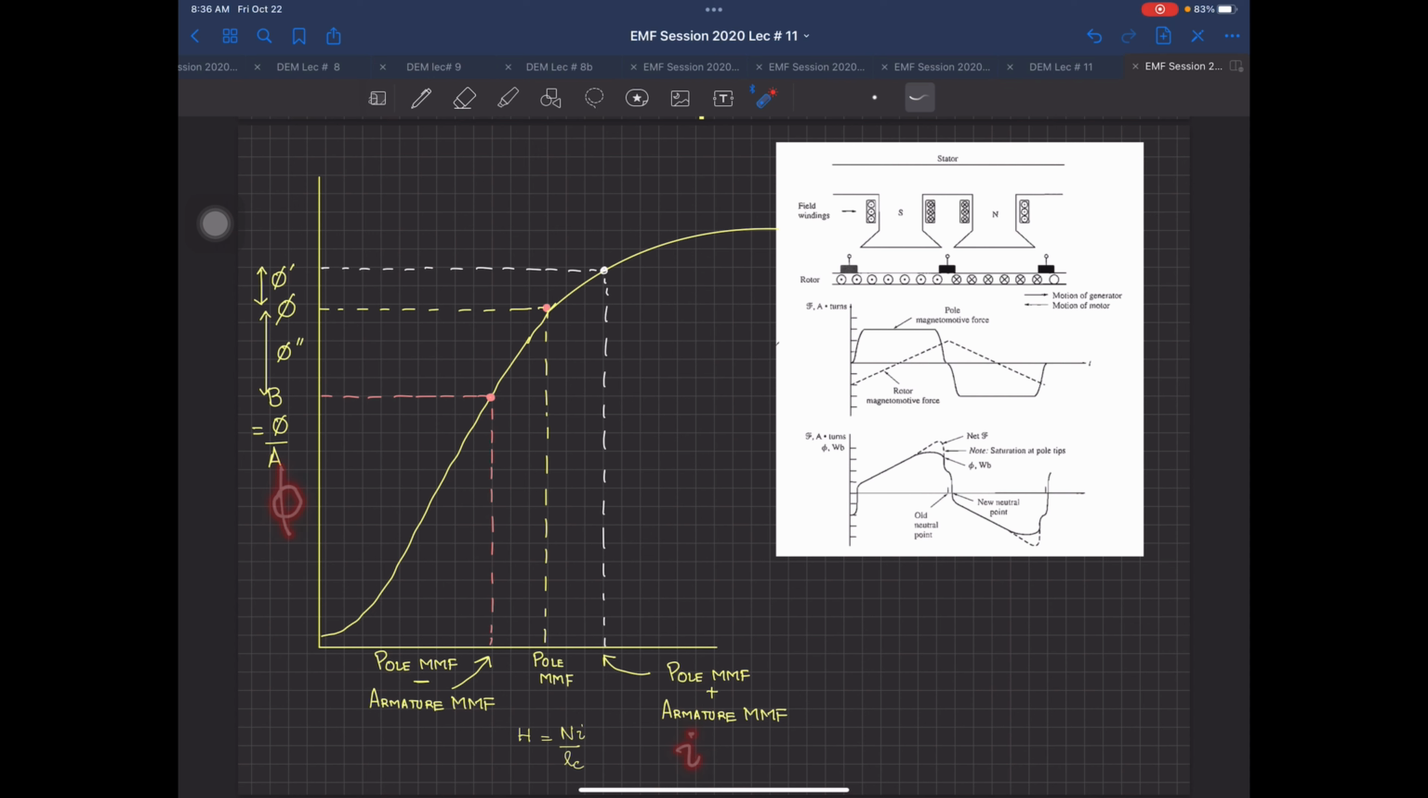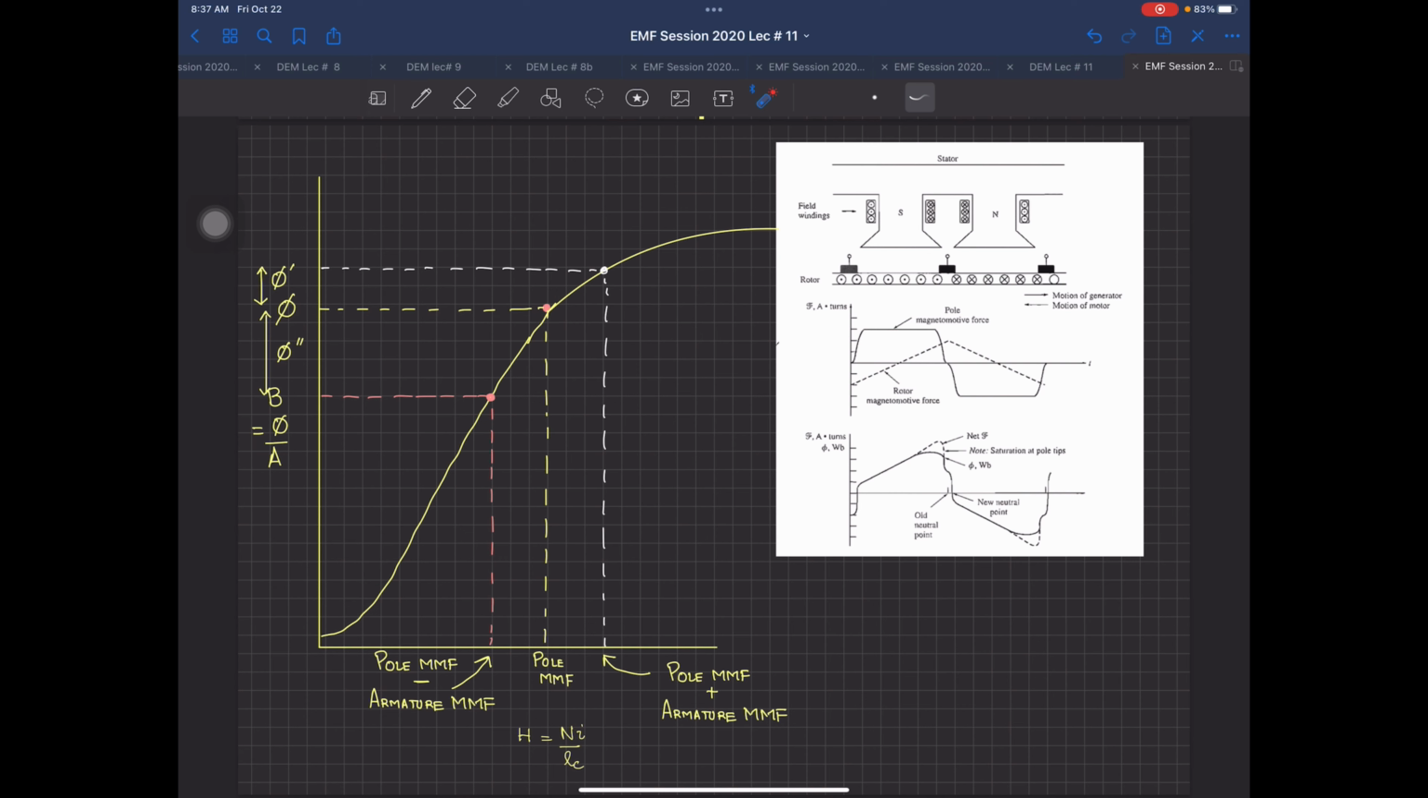Okay? So now what is happening? My machine was operating at this operating point. Corresponding to this point, I was having this much of pole MMF. What is pole MMF? The amount of ampere turns being created by my pole. If it is a permanent magnet, then it is a different case. If it's an electromagnet, there is a certain number of N turns and a current I flowing through it. So this is pole MMF. And corresponding to this X, there was this flux phi, and it was homogeneous throughout the machine.